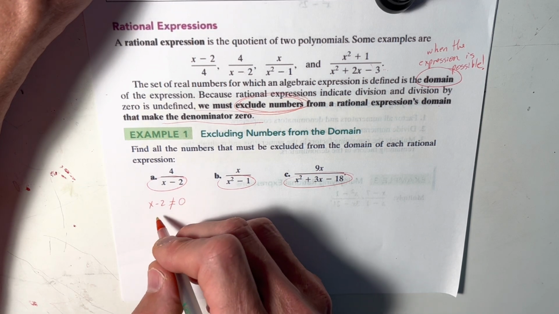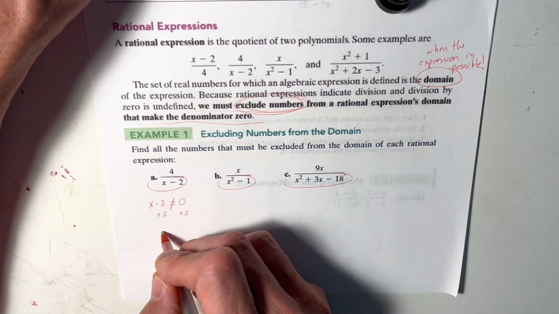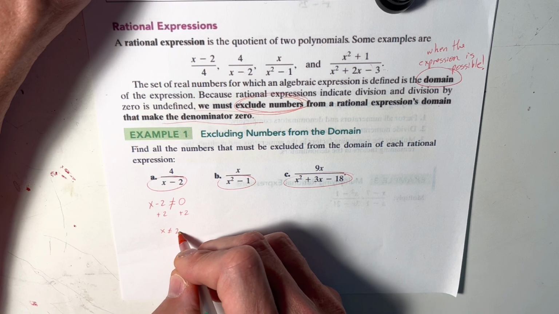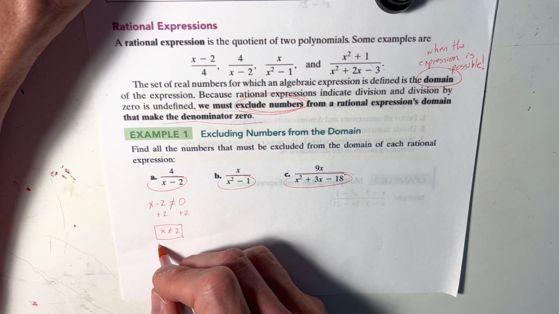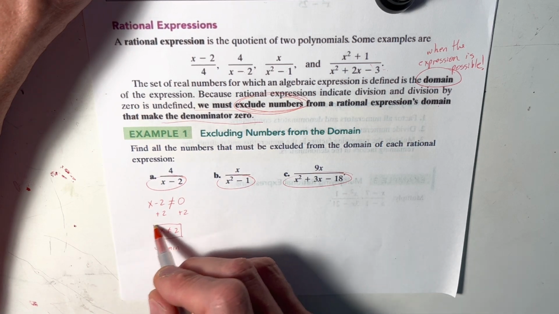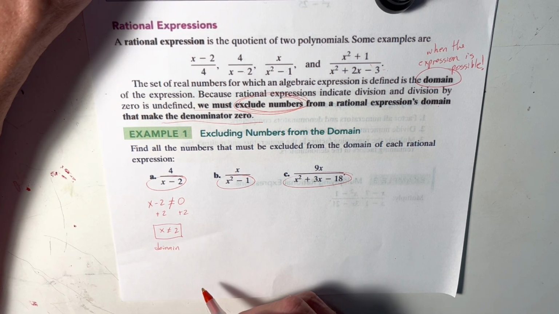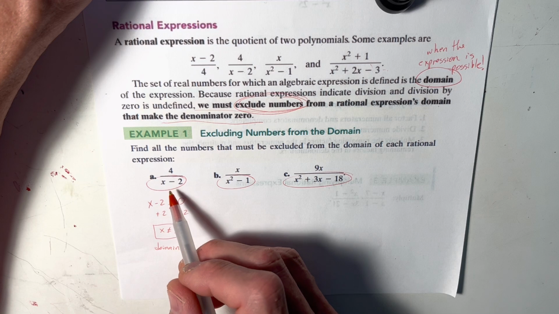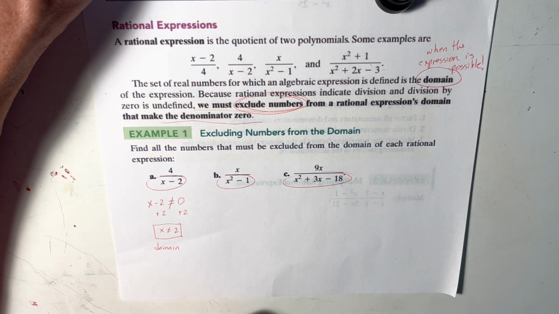Then I just solve that. So I add 2 to both sides. Then x cannot equal 2. And that is the domain for example A. Basically, any number besides 2 works for this example.